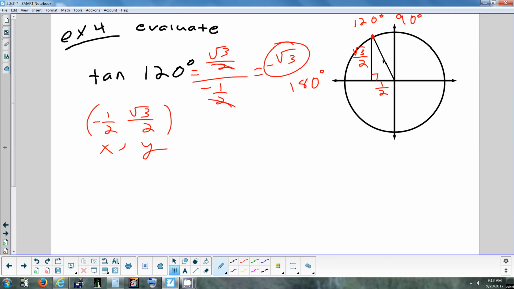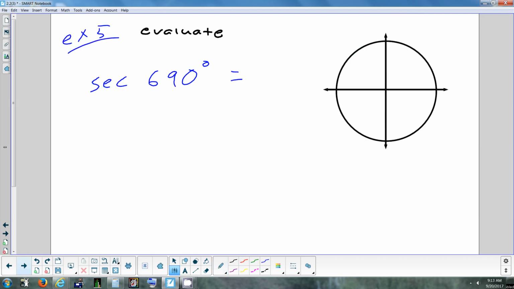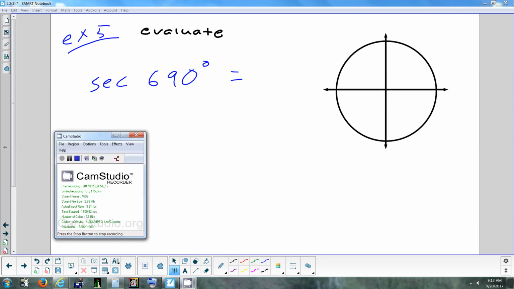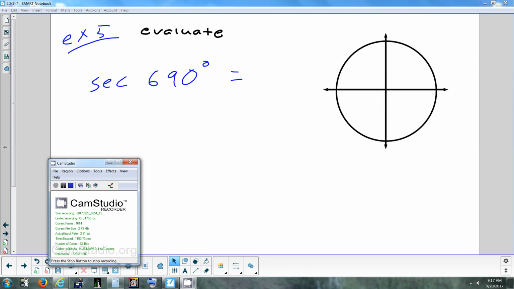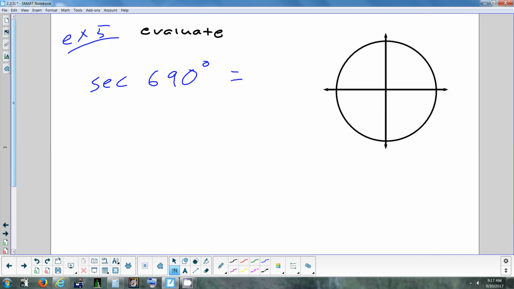Okay, so I've shown you guys how to do the 45s and the 30s. Why don't you try one on your own? See if you can figure out the secant of 690. All right, so as we go through it, first thing you want to look at, if it's not in degrees, usually we like to put it in degrees. Okay, it's already degrees. Second thing, if it's too big, what can we subtract to make it smaller? 360. So if you subtract 360 one time, that's enough, and you get 330.